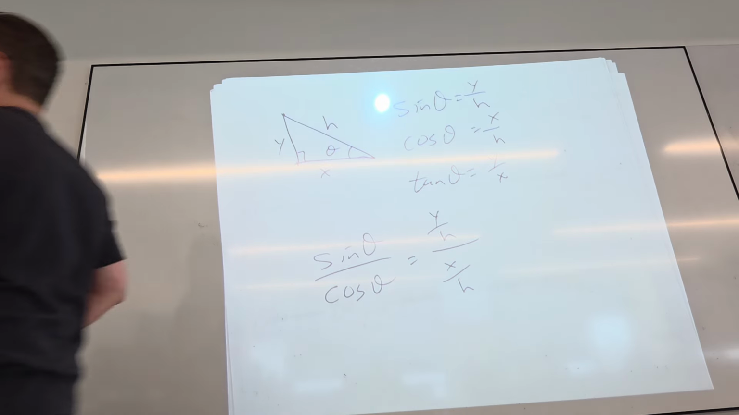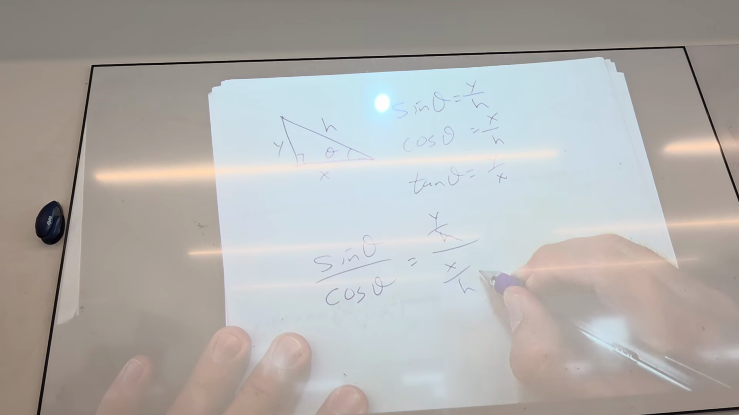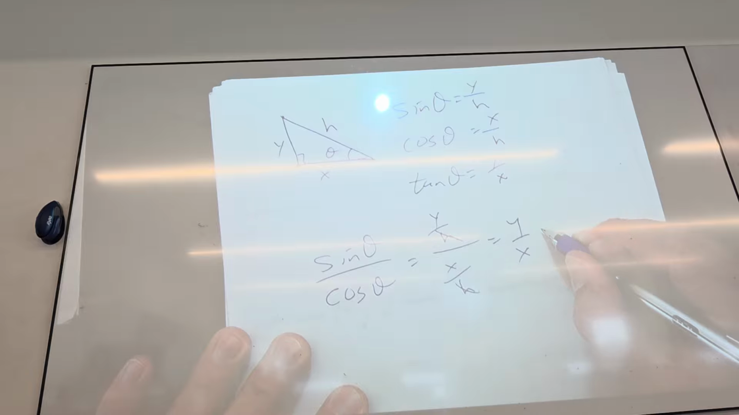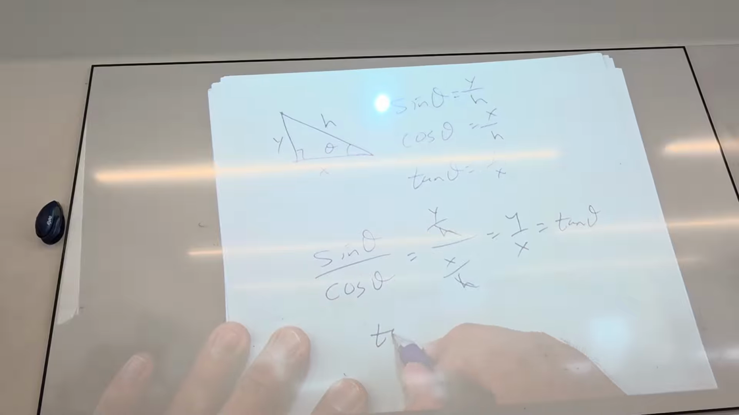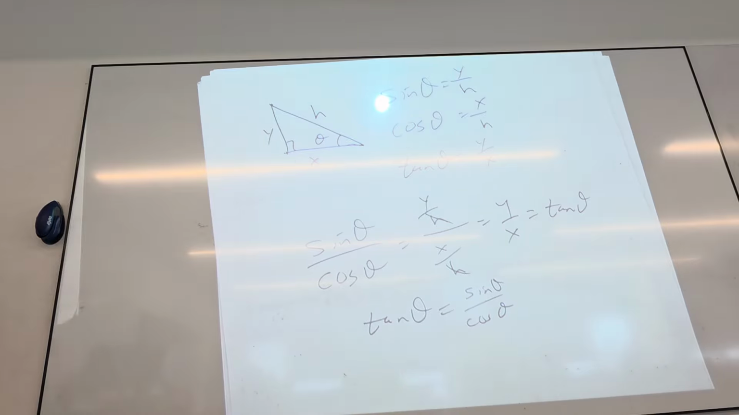So what is sine theta over cosine theta? It's y over x, and what is y over x? Tangent. So what is tangent theta? Another way to say it? Sine theta over cosine theta. So another way to say tangent theta is sine theta over cosine theta.